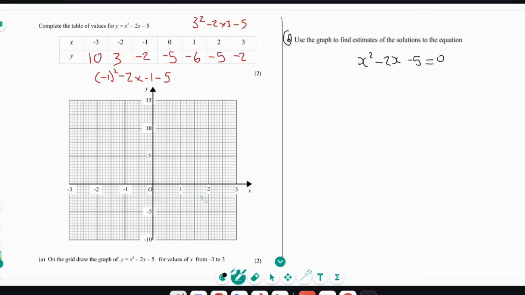So 3, negative 2. 2 squares represents 1 on your y-axis. So it'll be 3, negative 2 there. 2, negative 5. 1, negative 6. 0, negative 5. Negative 1, negative 2. Negative 2, 3. Negative 3, 10. Now let's join them up.